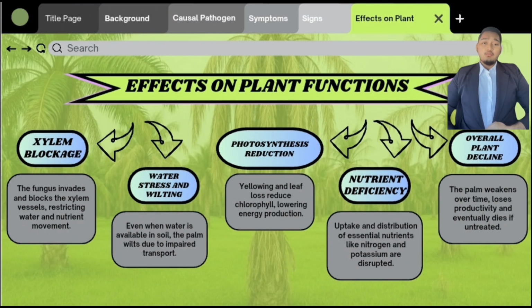So, now the most important part is how this disease can affect plant functions. This disease causes serious problems to how the plant functions because the xylem is blocked. Water and nutrients cannot move properly in the plant. Even though water is in the soil, the plant still wilts because it can't take it in. The palm becomes stressed, photosynthesis slows down and nutrient absorption is affected. The plant stops growing properly, produces fewer fruits and may eventually die.